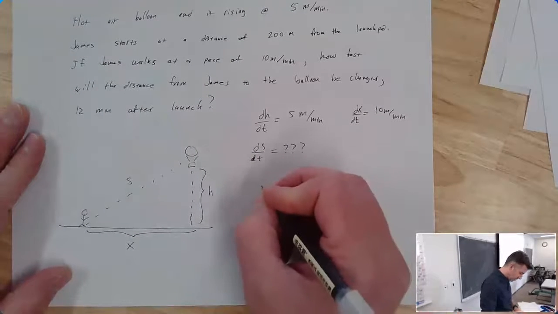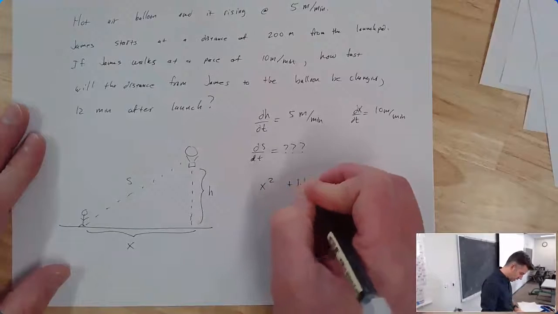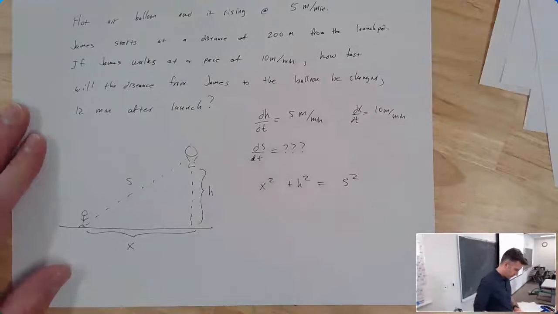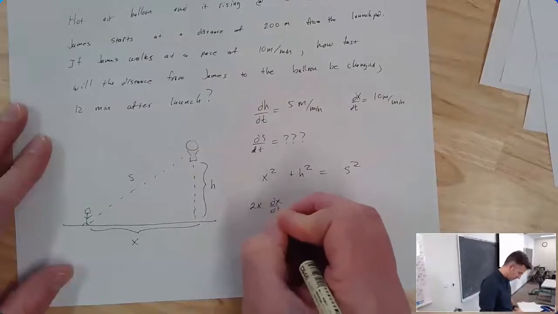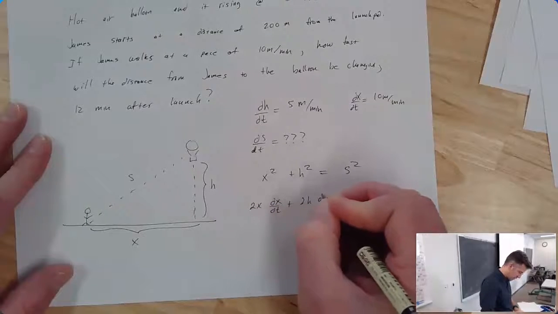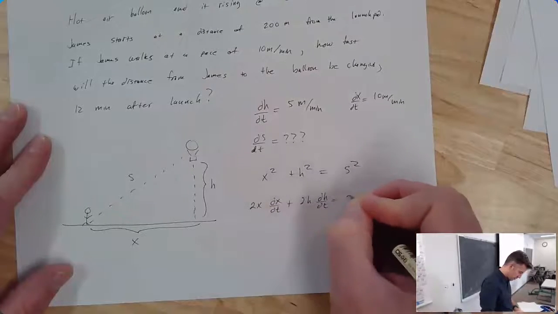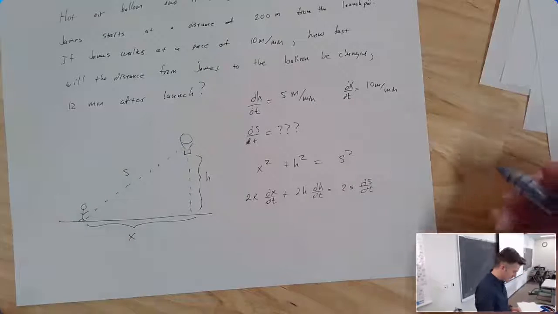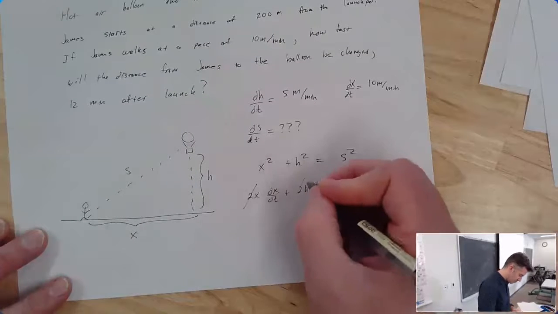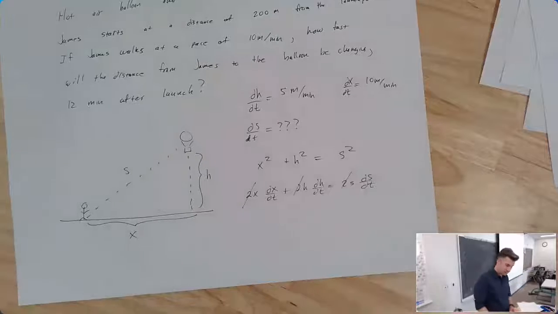We're going to have that x squared plus h squared is equal to s squared. And we're going to differentiate both sides. We're going to get 2x dx/dt plus 2h dh/dt equal to 2s ds/dt. And yes, we could cancel all the 2's. Let's cancel all the 2's, or divide everything by 2.